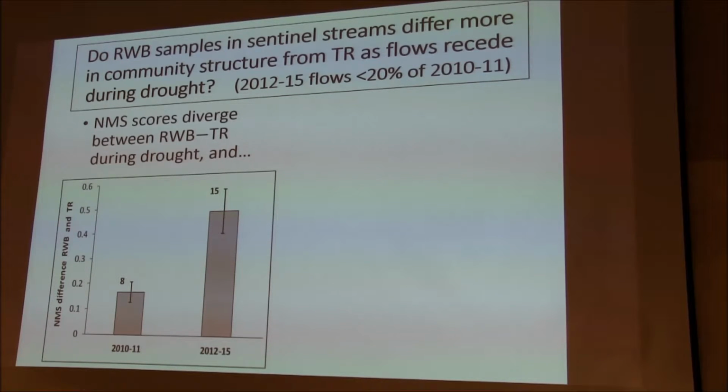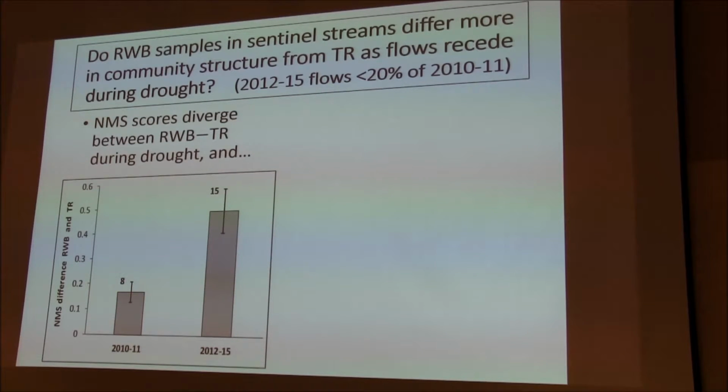What we're looking at here is overall community structure in an NMS ordination. Rather than showing you the NMS ordination plot, I'm just showing you the mean differences between the distribution of points in a community similarity matrix. If the reachwide and targeted riffle signal were changing in parallel, we shouldn't see any difference between the wet years of 2010 and 11 and the drought. But what we do see is that there's a big divergence between the reachwide benthos samples in the drought period than during that wet period.